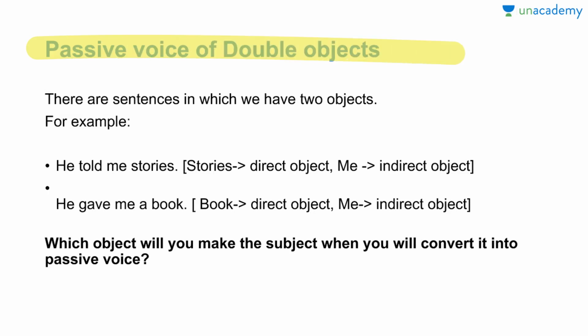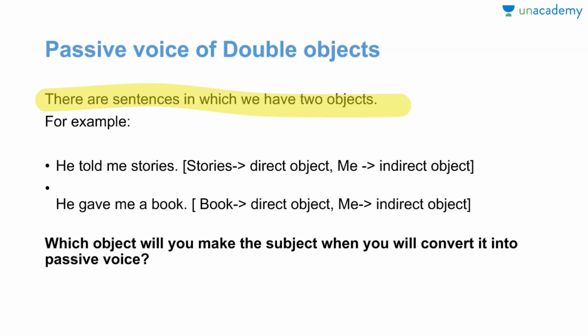There are many sentences in which there will be 2 objects. For example, there is a sentence, he told me stories. This is the subject we know. Told is the verb we know. Told what? Told stories. Told to whom? Told to me. So here we have 2 objects. If you remember the clause chapter, here we have stories, which is the direct object, and we have the word me, which is the indirect object. Ironically both the words are objects.